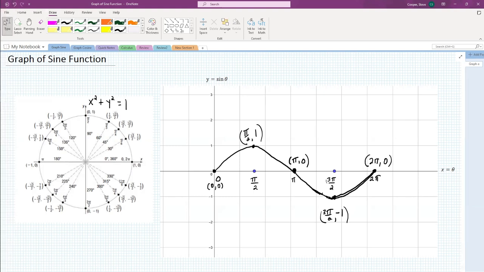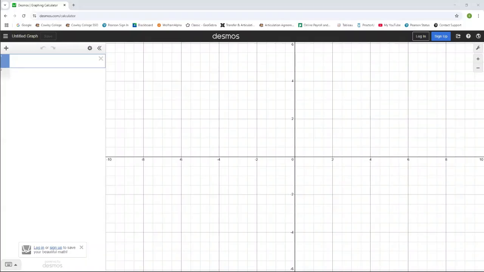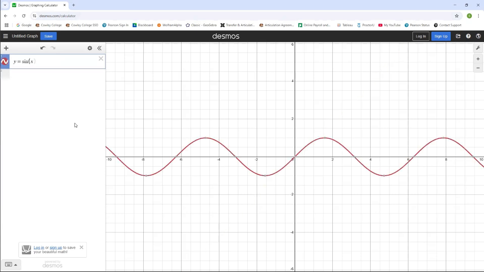Okay, let's look at one that's graphed by a grapher. So if you're not familiar with Desmos, you can get to it at desmos.com/calculator. It's a great little tool. You should maybe check it out if you never have. I'm going to go ahead and create the sine function. So y is equal to the sine, and we're using x as our angle in radians. Okay, so it essentially looks like what we just drew.